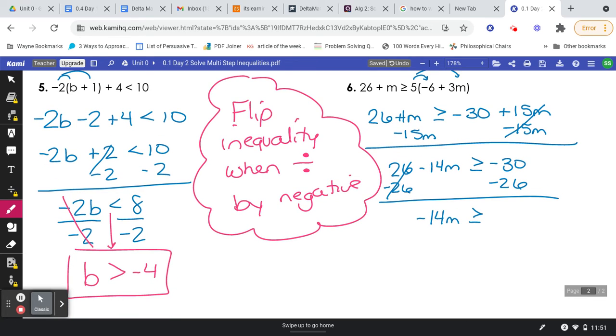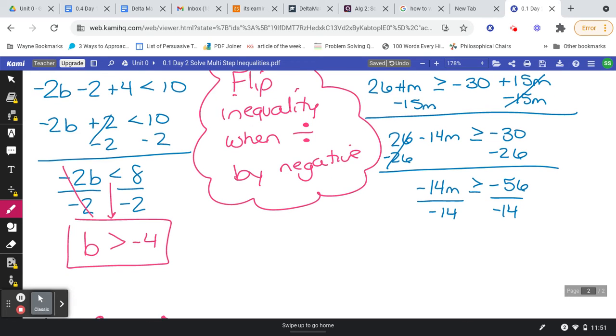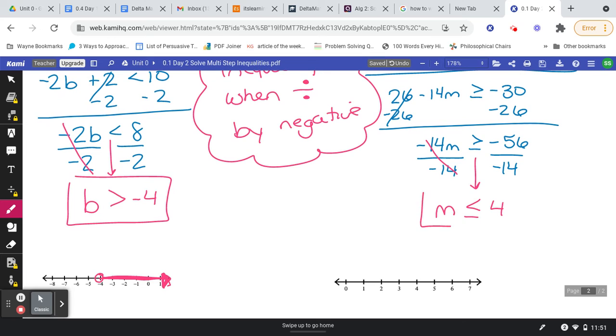These are both negative, so I'm going to add the numbers together, getting me a negative 56. And then divide by negative 14. Again, another dividing by a negative here, so I will need to flip my inequality. M, flip it, and 56 divided by 14 is 4. Since they're both negatives, those both negatives cancel out. And there's my final answer. M is less than or equal to 4.